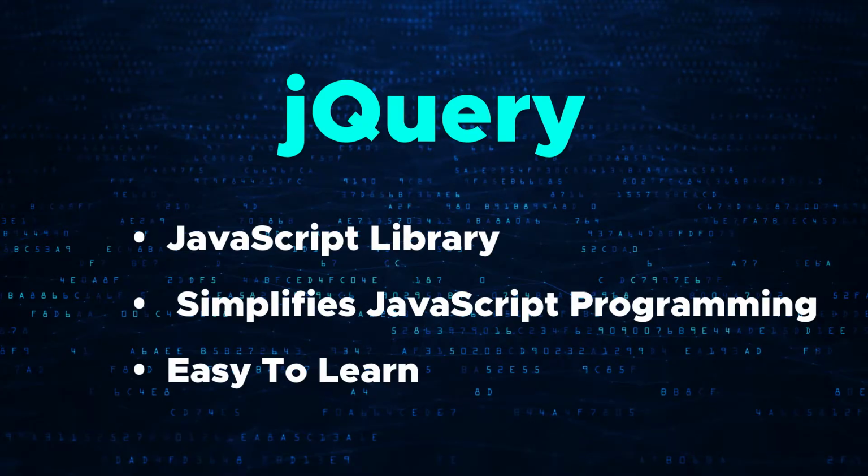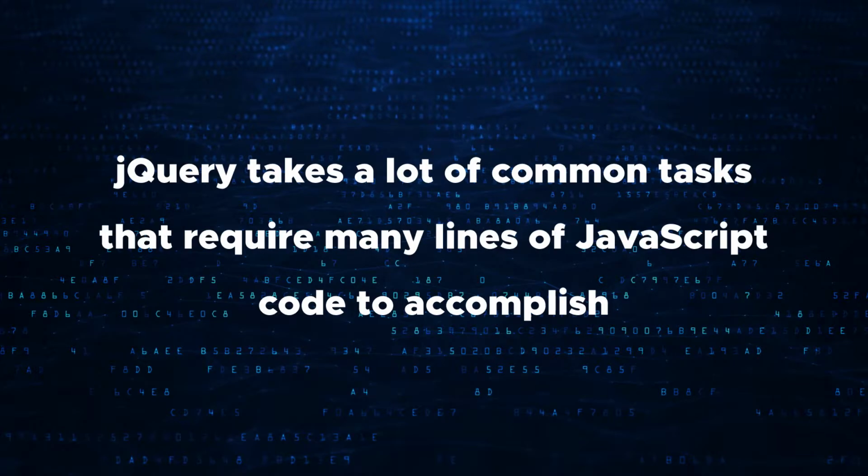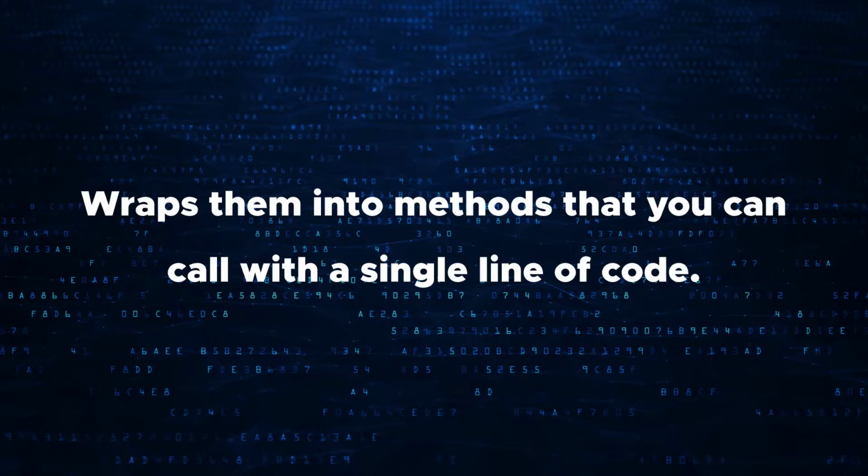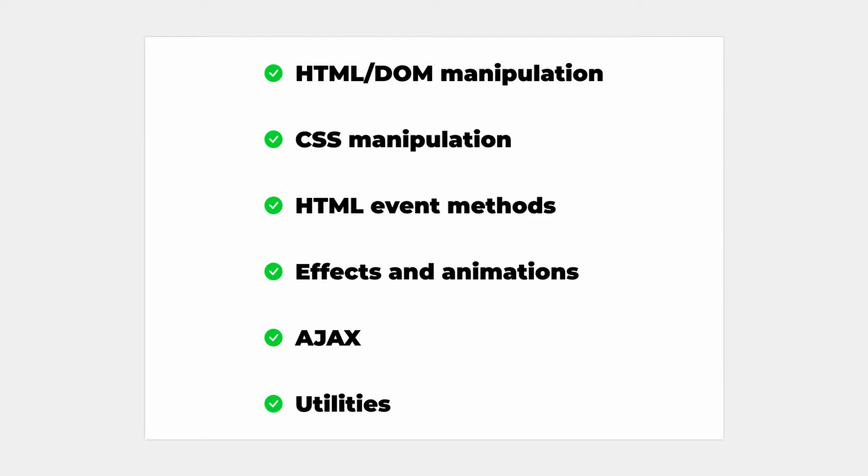jQuery is a JavaScript library. It simplifies JavaScript programming, so it is very easy to learn. jQuery takes a lot of common tasks that require many lines of JavaScript code to accomplish and wraps them into methods that you can call with a single line of code. Some of the features of jQuery library are HTML DOM manipulation, CSS manipulation, HTML event methods, effects and animations, Ajax code, and utilities. And in addition, jQuery has plugins for almost any task out there.